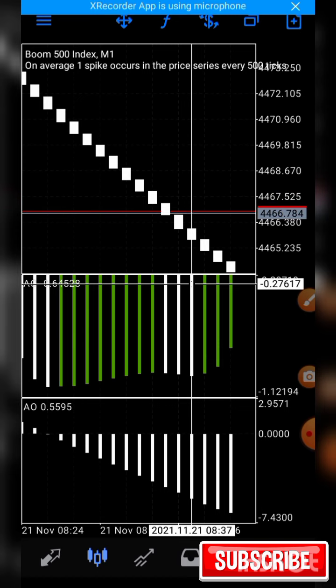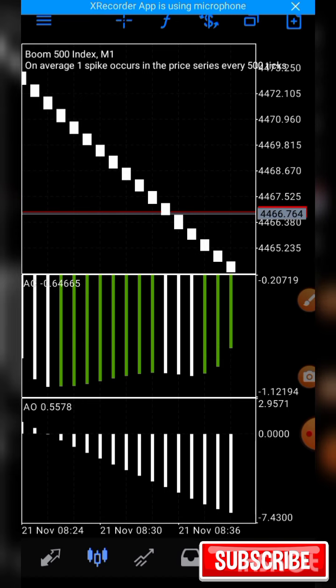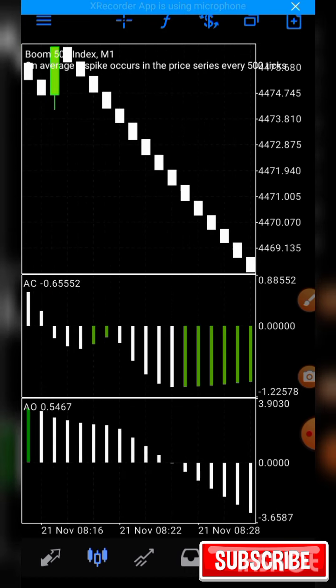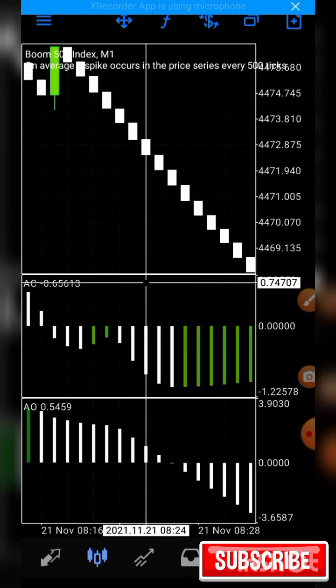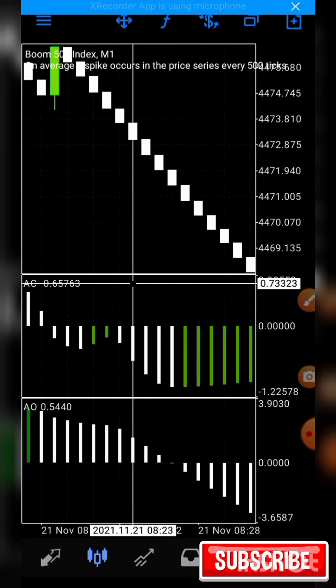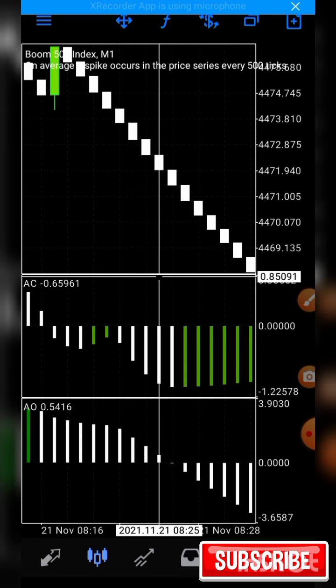When you see on Boom assets the Awesome Oscillator and the Accelerator Oscillator all becoming white, you sell. And when you take 3 candlesticks, you are out of the market. Don't be greedy, follow instruction. Now here the AC and the AO all becoming white. 1, 2, 3, you are out of the market.